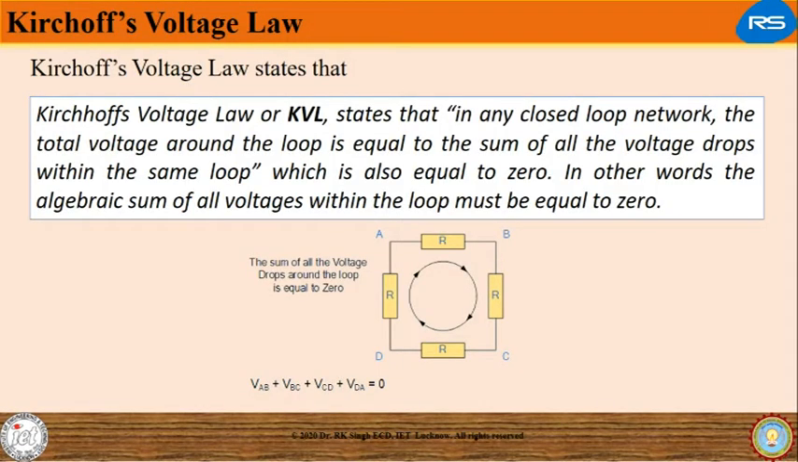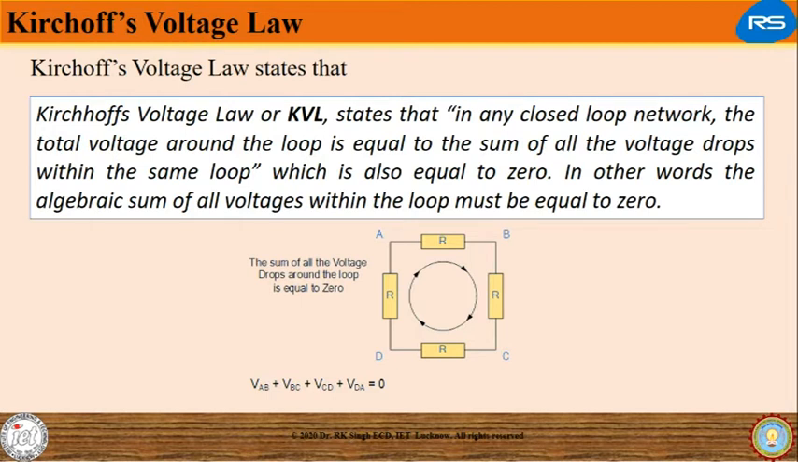As per Kirchhoff's voltage law, it is stated that in any closed loop network, the total voltage around the loop is equal to the sum of all the voltage drops within the same loop, which is also equal to 0. In other words, the algebraic sum of all voltages within the loop must be equal to 0. So we have a representation of this concept.